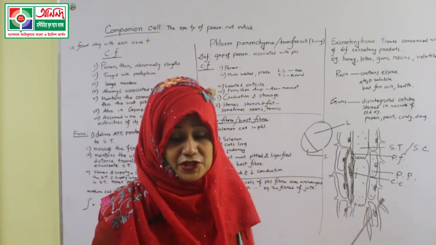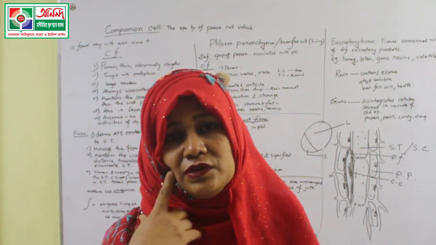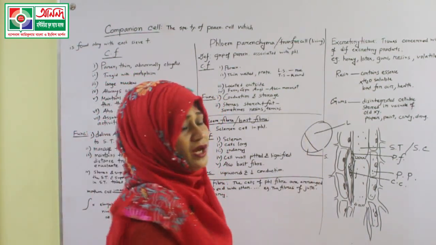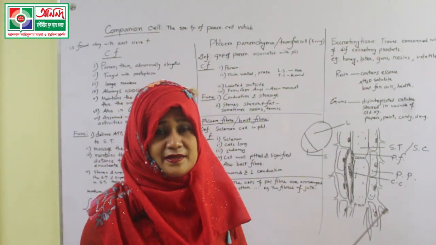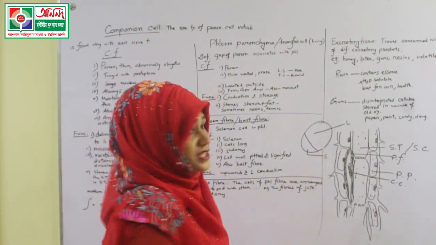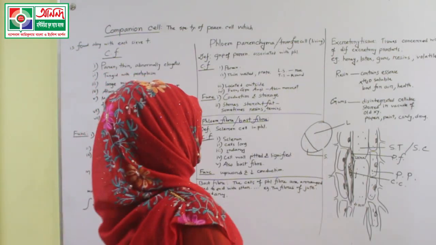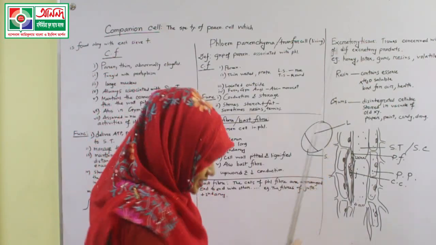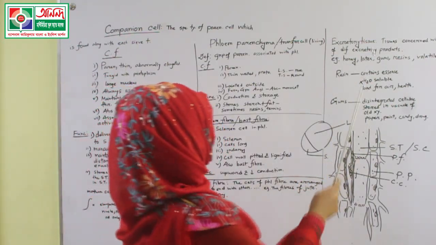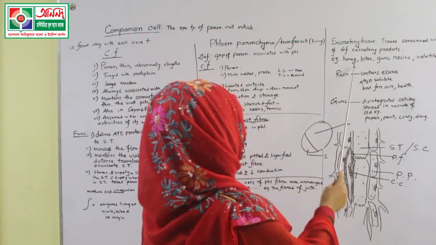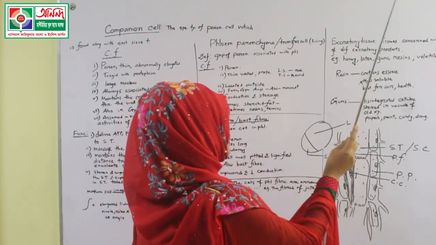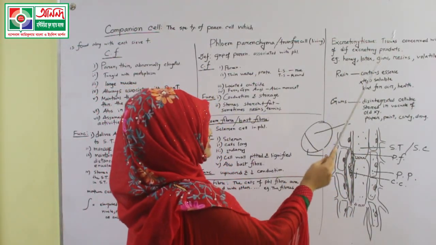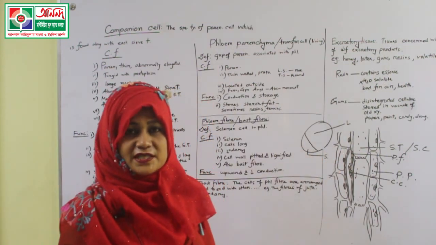What is excretory tissue? Students, from the name, you can think about the definition. The tissues concerned with the secretion of different excretory products of plants are known as excretory tissues. Examples: honey, latex, gums, resins, and volatile oils.